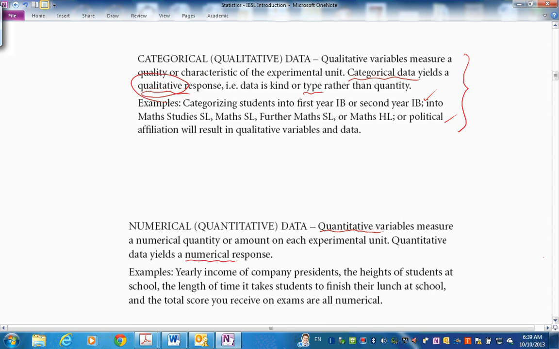Okay. Examples: yearly income of company presidents, the heights of students at school, the length of time it takes students to finish their lunch or to get to school, and the total score you receive on exams are all numerical. Okay, so you're getting the idea. We're going to be playing around with different sorts of data here in descriptive statistics.